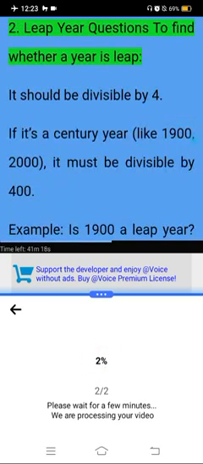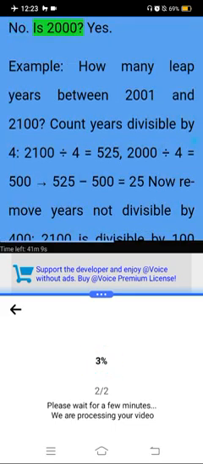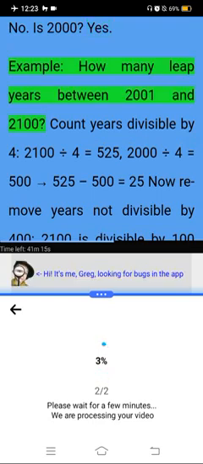2. Leap year questions. To find whether a year is leap, it should be divisible by 4. If it's a century year, like 1900 or 2000, it must be divisible by 400. Example, is 1900 a leap year? No. Is 2000? Yes. Example, how many leap years between 2001 and 2100?